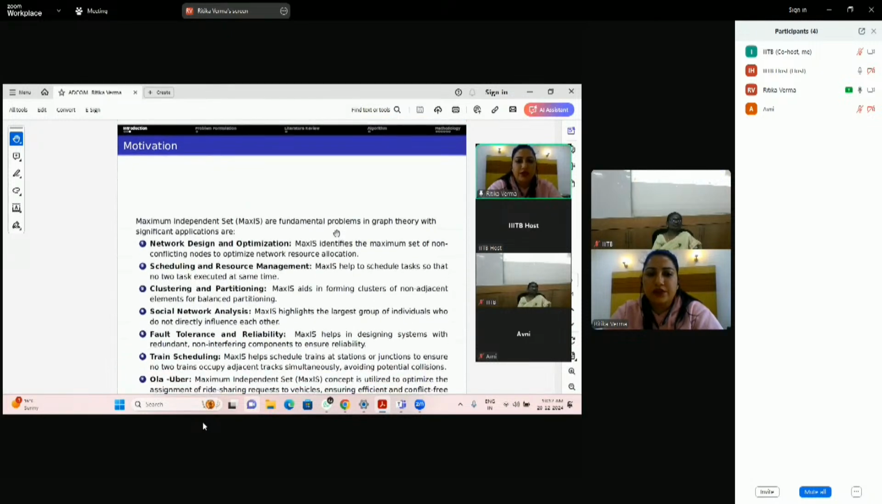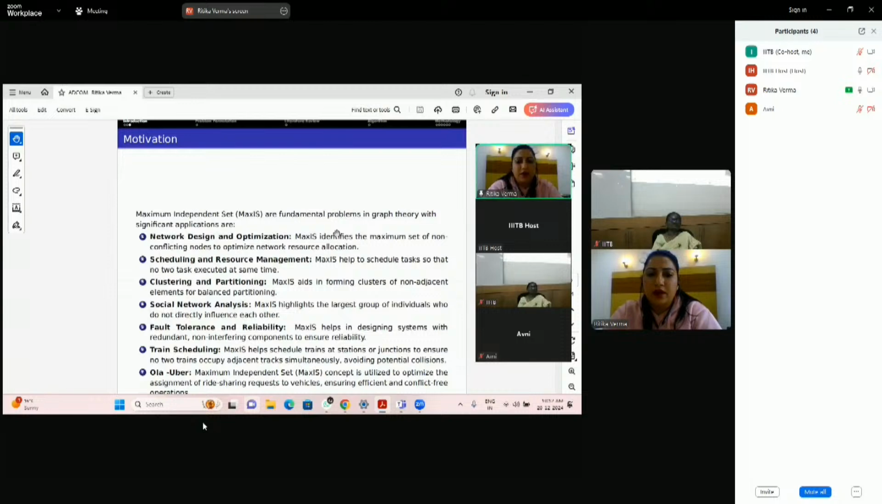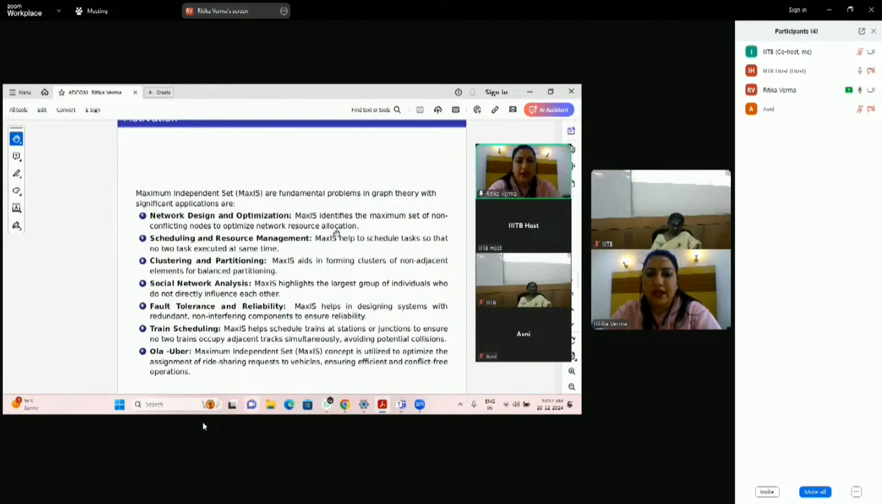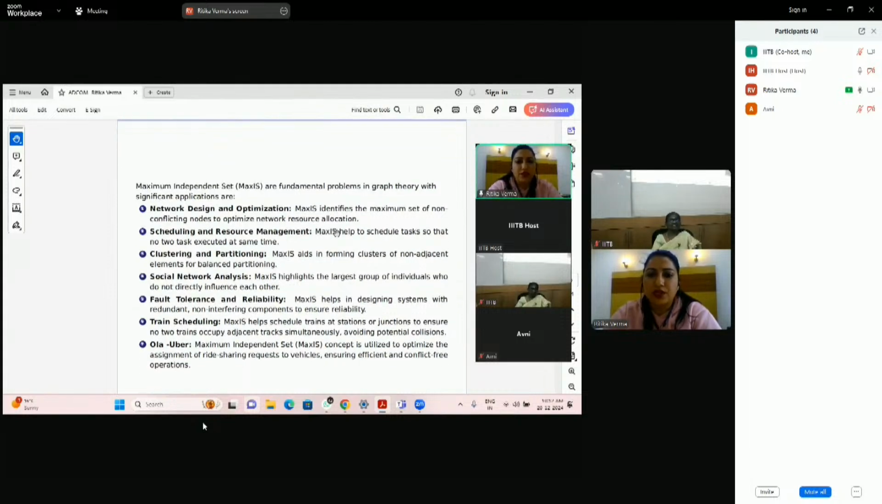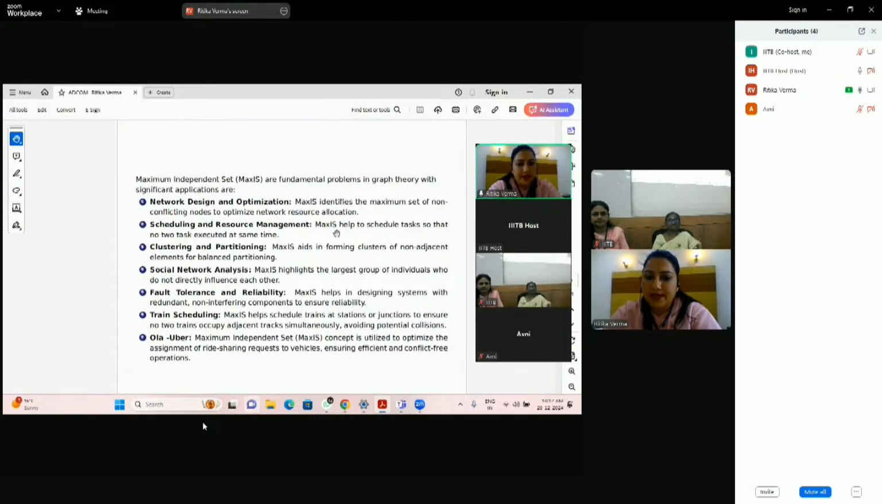These are some motivations. In different areas, maximum independent set is used, like network design and optimization, to identify the non-conflicting nodes to optimize the network, or in scheduling, to help schedule tasks so that no two tasks are executed at the same time.